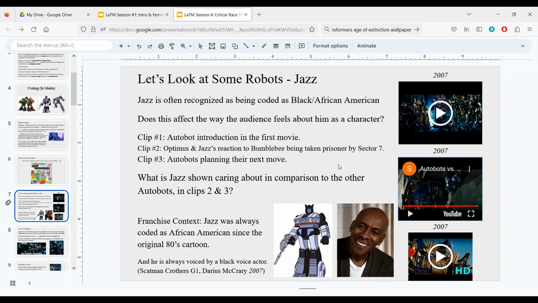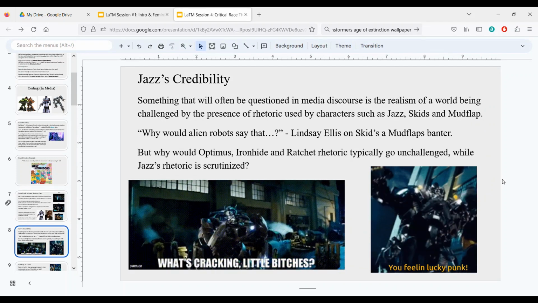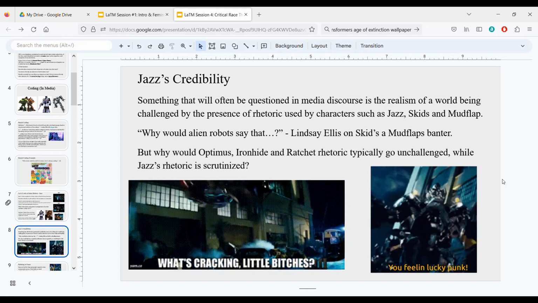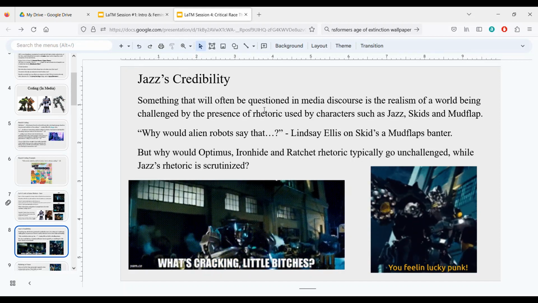But you definitely see that with Billy in that movie. And then just acknowledging the fact that he's coded as Black, but he's always played by a Black actor too. That brings up the question of, yeah, he's coded as Black, but what does it mean to be coded as white? And then I also want to bring up what I call Jazz's credibility, I suppose. Do you want to read the first paragraph there?